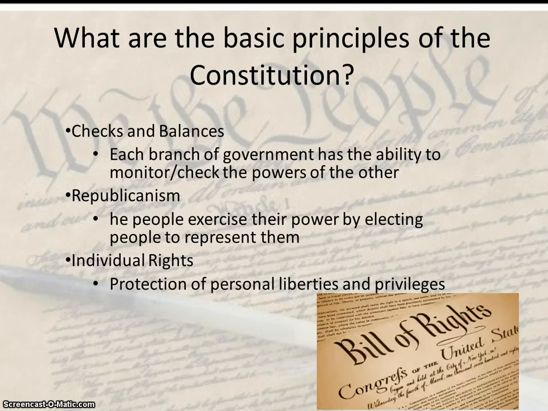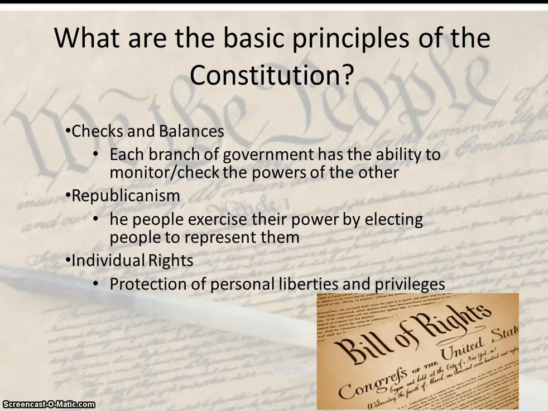All right, checks and balances, as we kind of addressed with separation of powers, is that each branch has the ability to monitor or check the powers of the other. So that's where you get the idea of presidential veto, that Congress can override the veto, that the Supreme Court can declare a law unconstitutional, things of that nature.